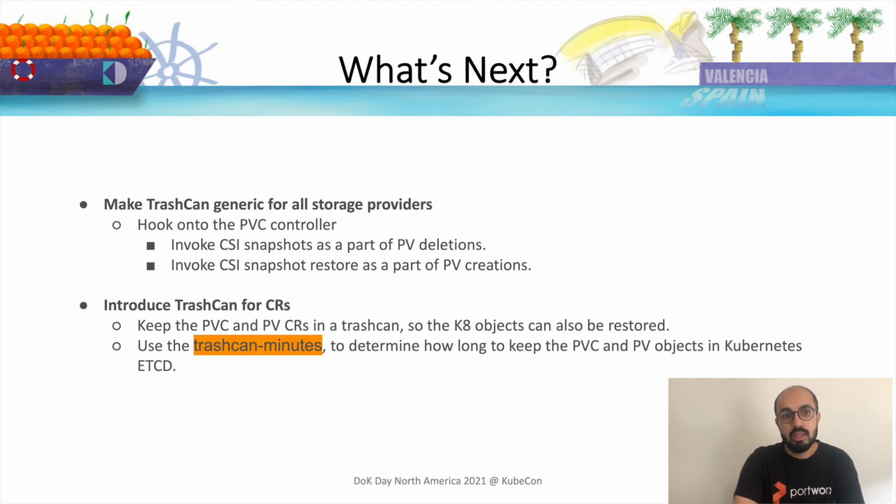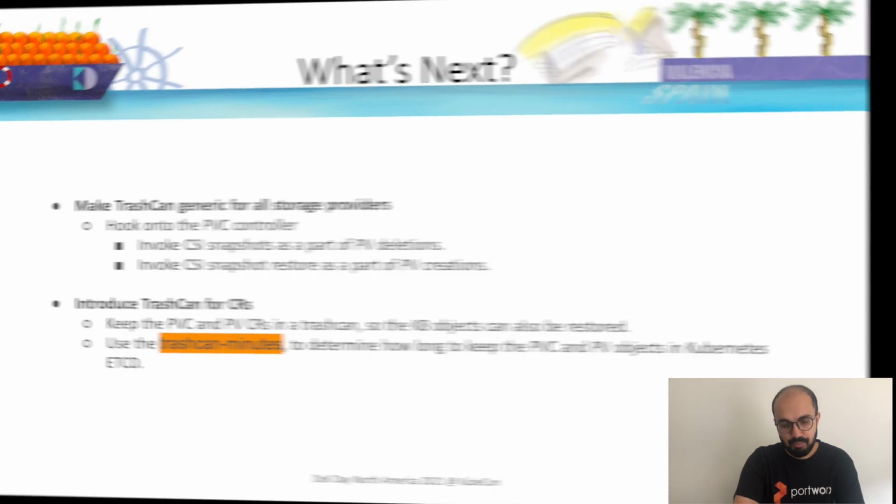In this way, this solution can be extended to any CSI storage provider, and the community will also benefit from it. Secondly, we can also apply the same trash can concept to the CRs itself, so that the users don't have to keep track of the YAML files of their PVCs and their deployments, and we can apply the same concept of trash can minutes, wherein we will ensure that these CRs are kept in Kubernetes etcd until the trash can minutes have expired.